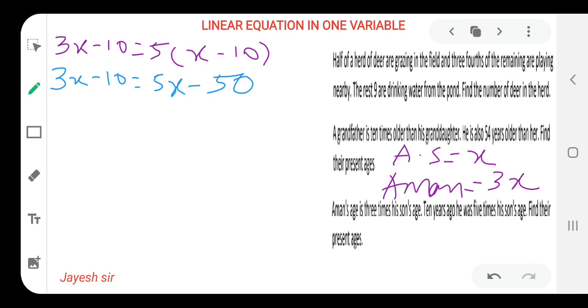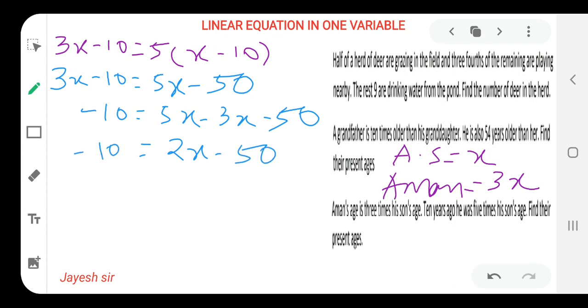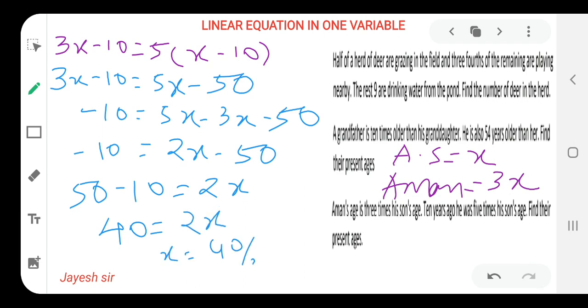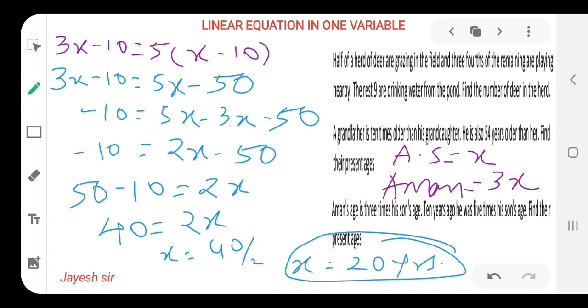Now what can we do? Terms having x should be on one side. Here 5x is greater, so we will move 3x to that side. So minus 10 as it is, and 5x minus 3x minus 50. Now 5x minus 3x would be 2x minus 50, and minus 10 as it is. Now minus 50 is on this side with a minus sign, so after going to the other side it will become plus 50 as per the transposition theorem. So it will be 50 minus 10 equals 2x. So 40 equals 2x. The value of x would be 40 divided by 2. That means x is 20 years, the present age of Aman's son.